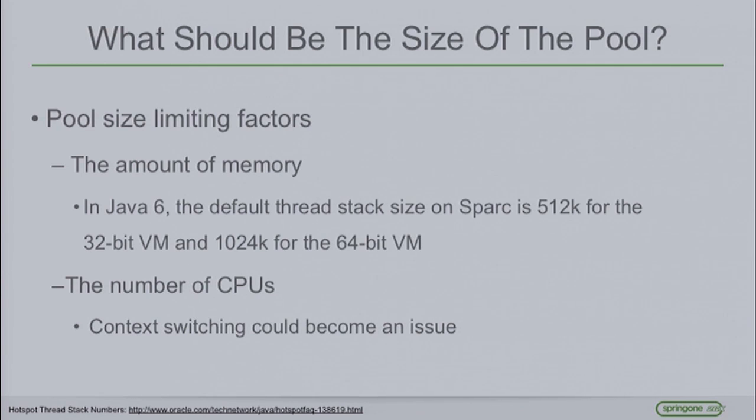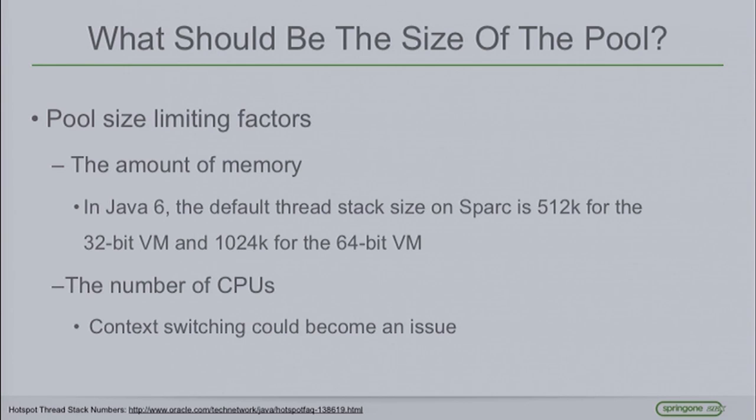Additionally, you have to be concerned about the number of CPUs. If you have a lot of threads and a really small number of CPUs, you're going to reach a point where your CPUs are spending more time switching between threads than actually processing the work on those threads.